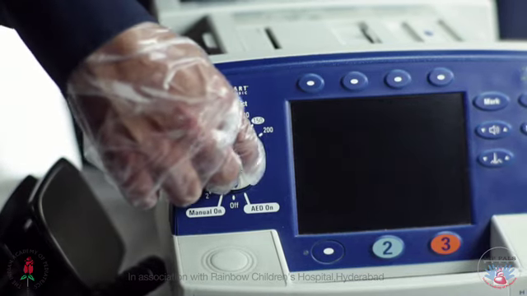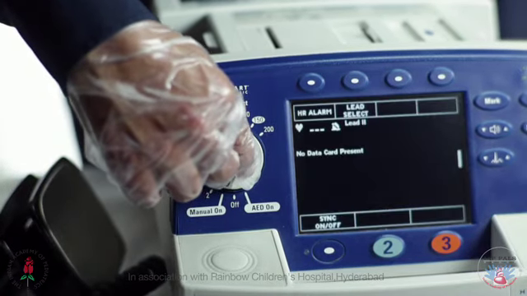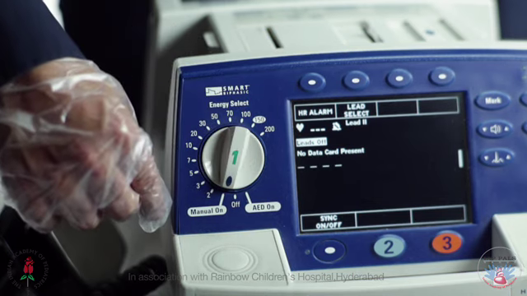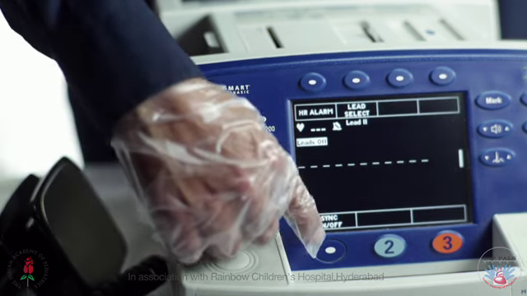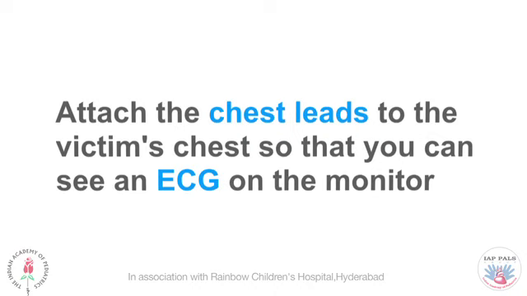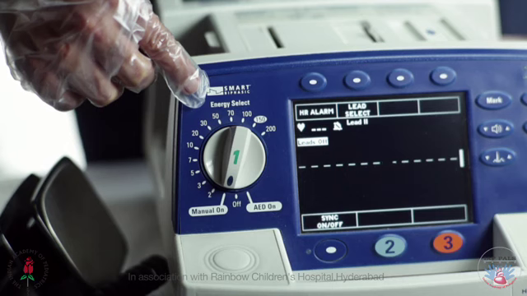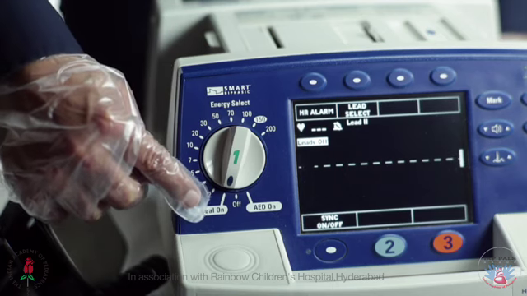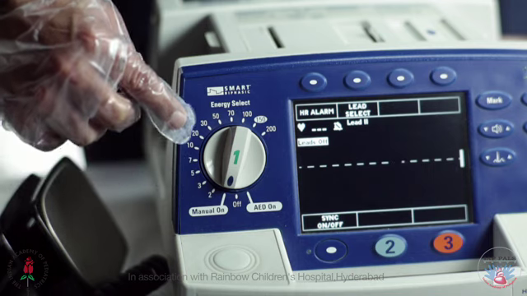Turn on the machine. Set the machine on asynchronized mode. Attach the chest leads of the defibrillator to the victim's chest so that you can see the ECG on the monitor. Select the amount of joules to be delivered. The upper limit of joules to be delivered is still not determined.